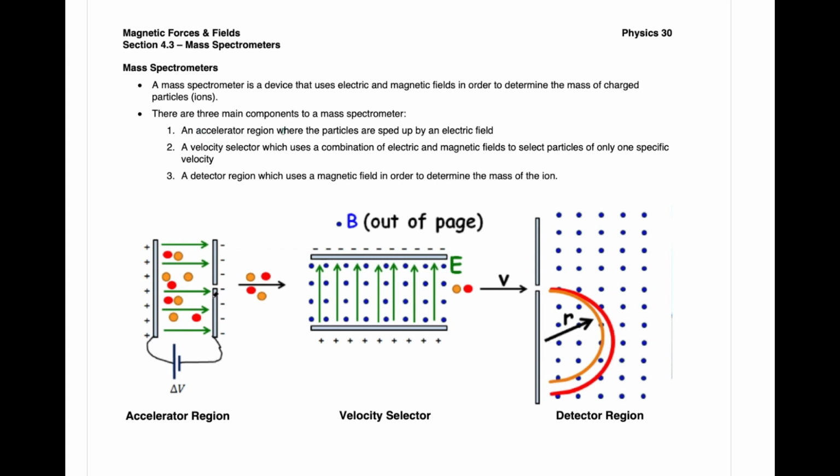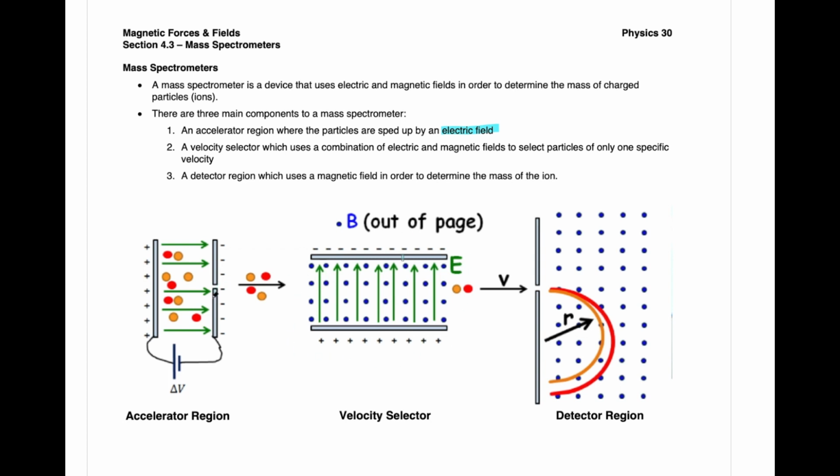First of all, in the accelerator region, we have an electric field that's going to be speeding our particles up. That's going to be this region over here. You see we have a set of parallel plates. A charged particle goes into the region in between and gets accelerated towards this parallel plate over here.